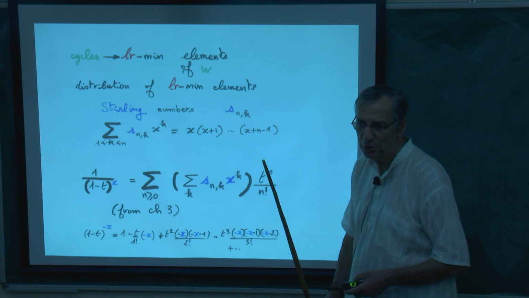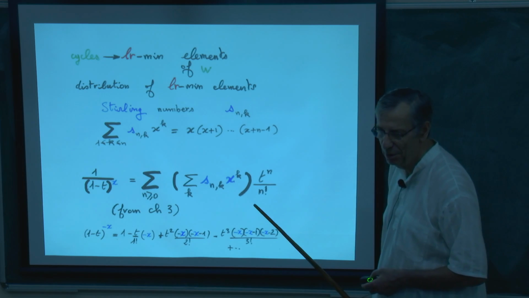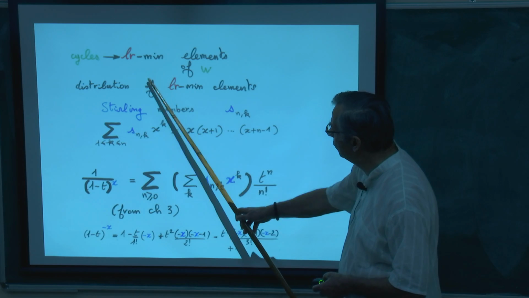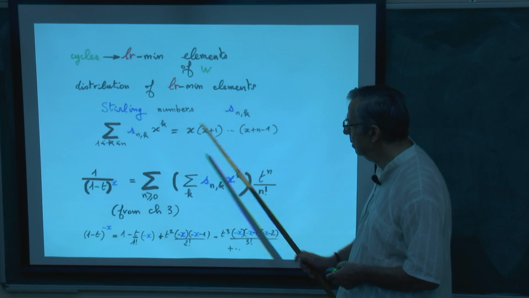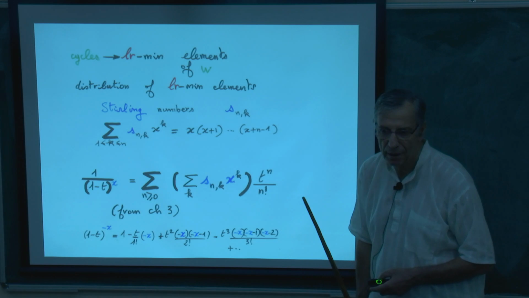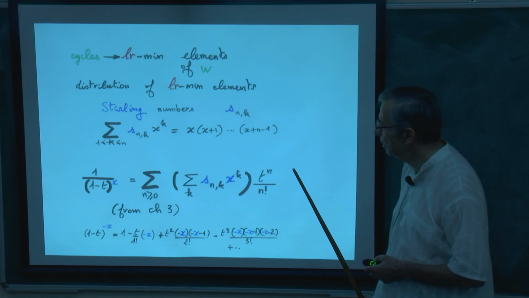But today we are going to see a direct proof using a bijection. A direct proof that the left to right minimum elements are given by this very simple polynomial. This is what we called last time a binomial type polynomial. So this is also left to right minimum elements.